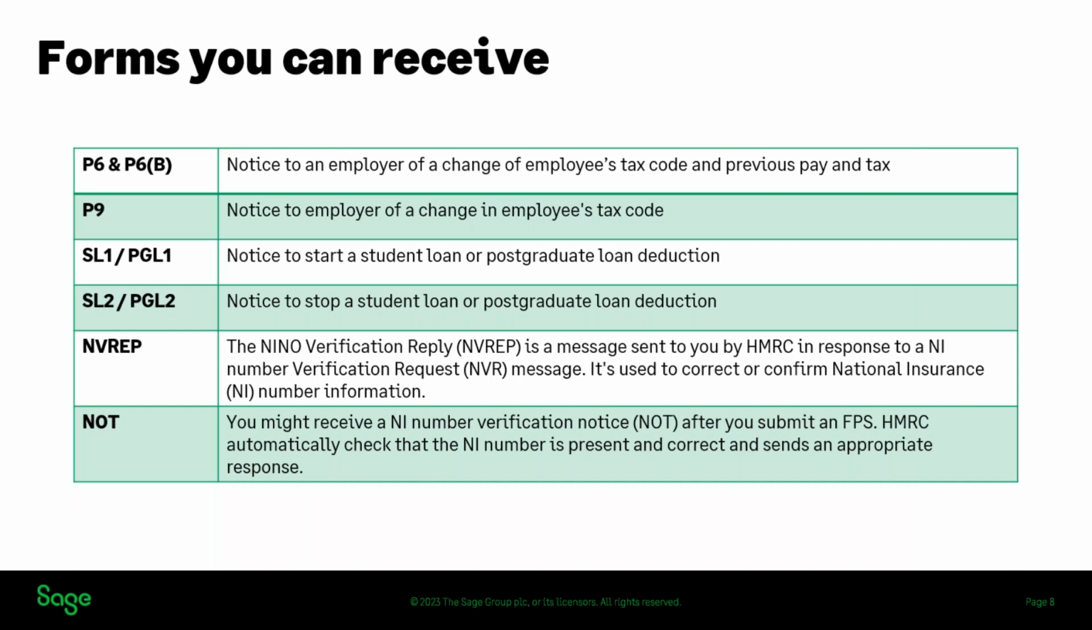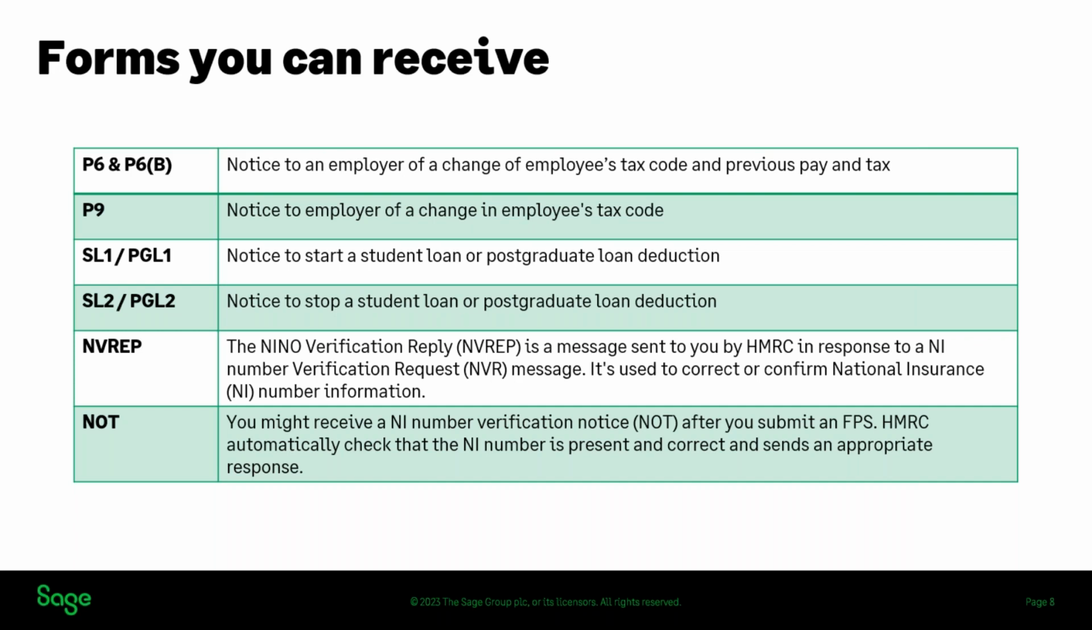And then you've got a couple of responses you may receive in reply to national insurance queries. So if you send an NVR, an NI number verification request, you may receive a reply to that to confirm that you are using the correct NI number for an employee. Or if you have an employee with an incorrect or a missing national insurance number, you may receive a notification advising you which one to use. So these are the main forms. You can also receive generic notifications, things like late payment notices, that sort of thing, in the same way.